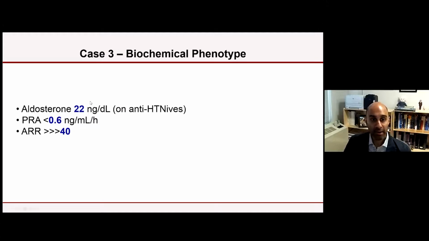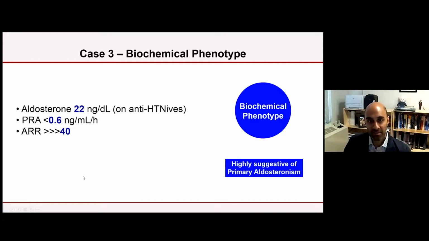So this patient had an aldosterone of 20 in the context of a suppressed renin. So this is autonomous aldosterone production. The aldosterone to renin ratio is going to be very high here. So this is a pretty obvious case of primary aldosteronism. In fact, it's so obvious, you don't need to do anything else. It's a confirmed case. You're done.